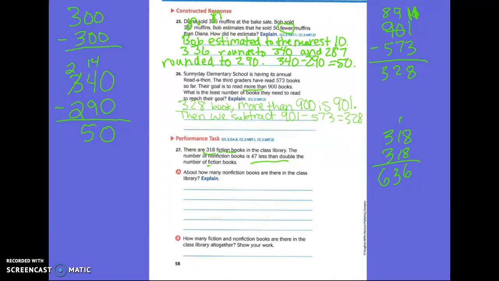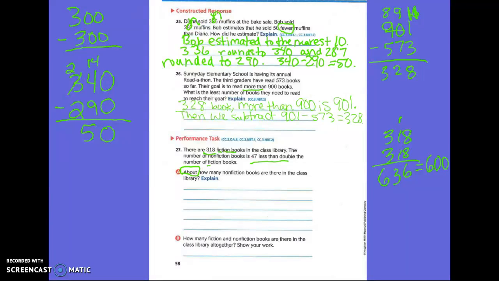Okay, now, the question asks for this word right here, about, which means to not subtract exactly, but to estimate. So what would you estimate 636 to? Okay, 600. I'm going to write that here. Now that we have our addition problem, it says that nonfiction is 47 less than this. But it says about. What would you round 47 to? Not 0. You can never say 0.